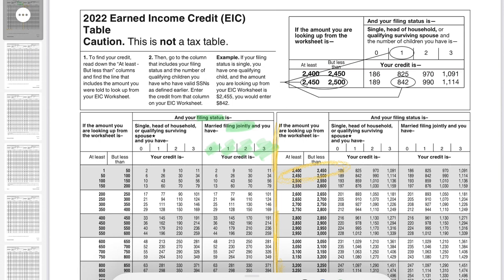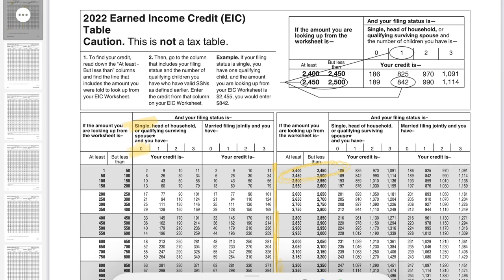Then there's the other side, which says, are you anything that's not joint? So basically all others. Then 0 kids, 1 kid, 2 kids, 3 or more, you use these columns. That's how this tax credit works. My first focus is going to be single with 0 kids. So our filing status for the first one is single and 0.